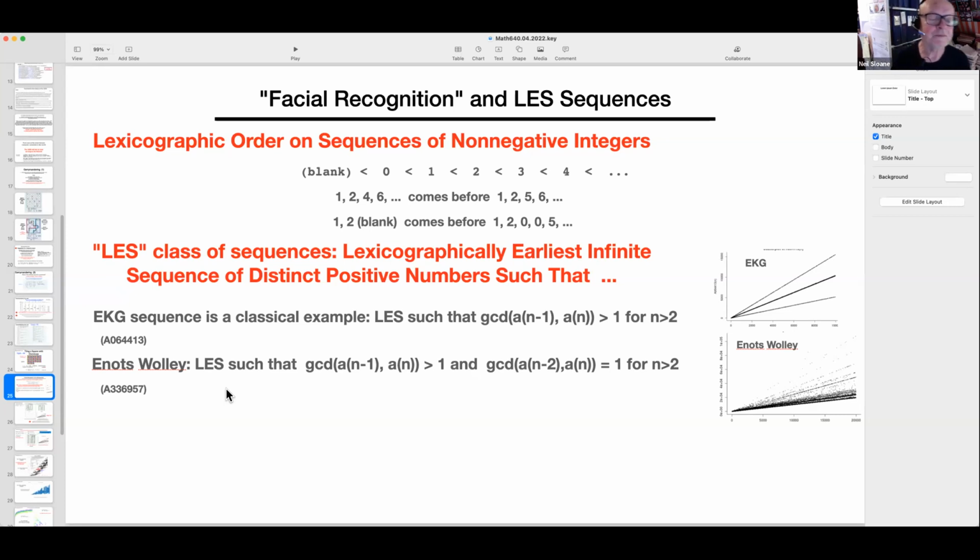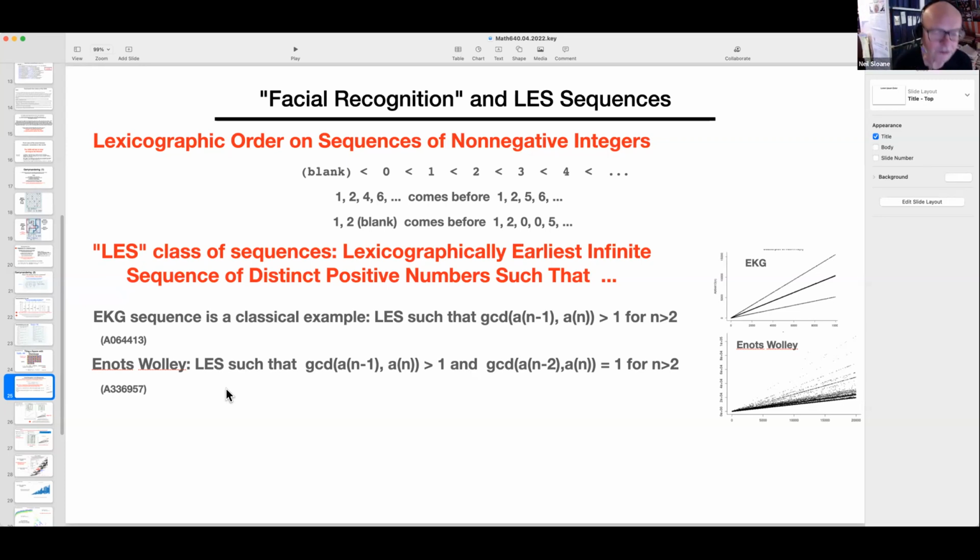And Scott Shannon in Melbourne turned that around. Yellowstone backwards becomes Enoch's Wally, which could be the name of an Australian politician, typical Australian name. He's in Melbourne. I used to live in Melbourne. And Les was the most famous Australian poet, Les Murray. So there's an Australian theme here.